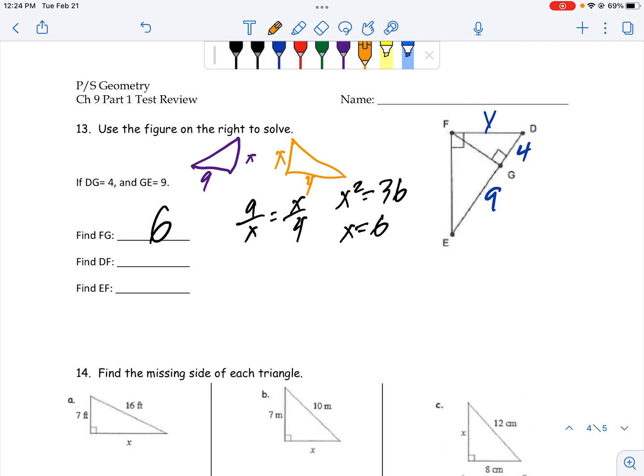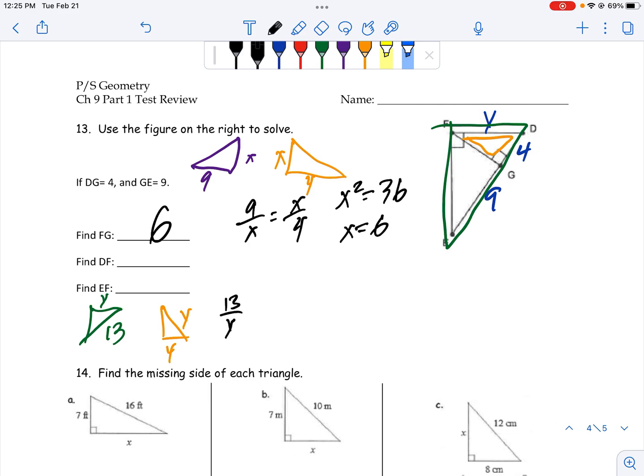I've got the small triangle, there's two sides. How about the medium triangle? Unfortunately, there's only the 9, so I cannot use the medium, which means I have to use the large one. If I look at the large triangle, I've got Y, and 9 plus 4 is 13. In the small triangle, I've got Y and 4. So then I set up the proportion: 13 over Y equals Y over 4.